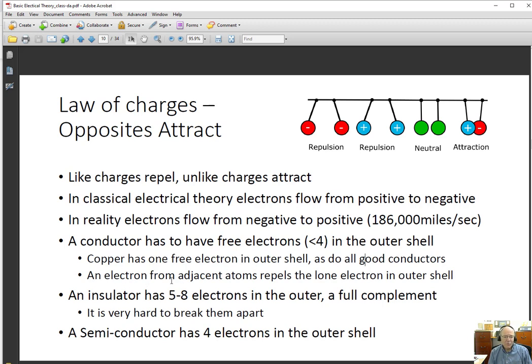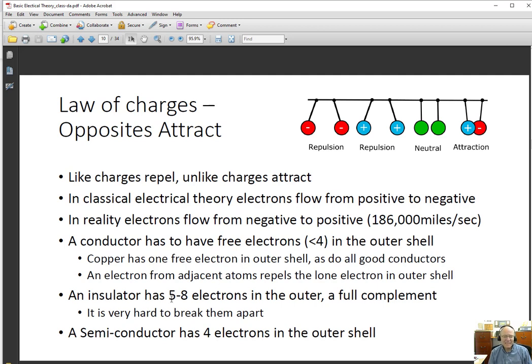An electron from an adjacent atom repels the lone electron in the outer shell. So if you get two atoms together and you push on one electron just a little bit with one of those 6 methods I mentioned, it's very easy to knock one electron free from one atom and have it move to the next atom, at which point it repels the electron that's already there, which gets knocked away and moves to the next atom. And with billions and billions of atoms doing that, you have electron flow, and that's what current is.